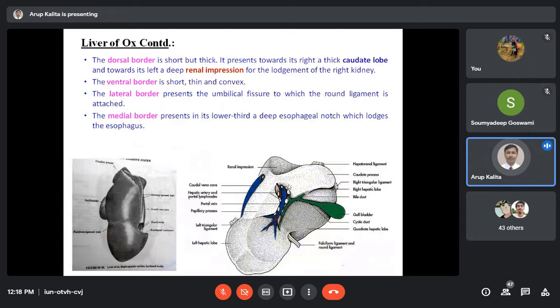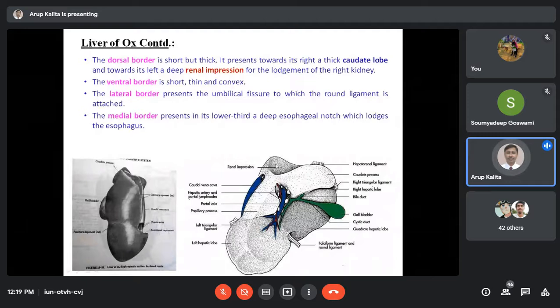Now coming to the borders, the dorsal border. Here you see, this is the dorsal border. This dorsal border is short and thick. It presents towards the right a thick caudate lobe. This is the caudate lobe, and towards its left a renal impression. You see, this is the renal impression.